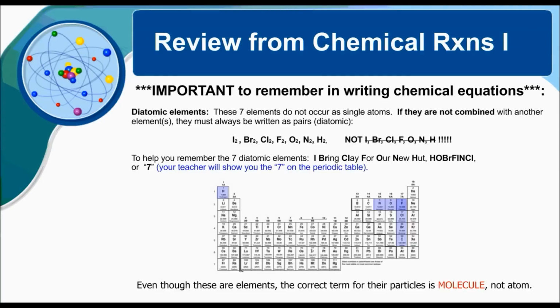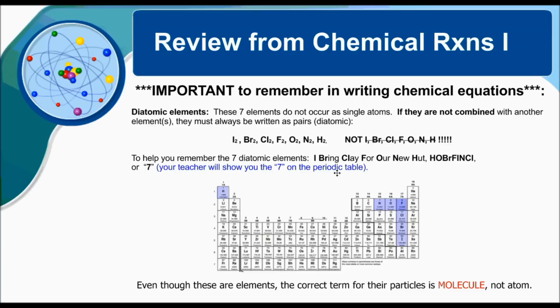I'm going to start by reviewing from Chemical Reactions 1. Your diatomic elements are very important to remember when you're writing chemical equations. So these 7 diatomic elements form a 7 on the periodic table, with the exception of hydrogen being on the other side over here. Those are iodine, bromine, chlorine, fluorine, oxygen, nitrogen, and hydrogen.